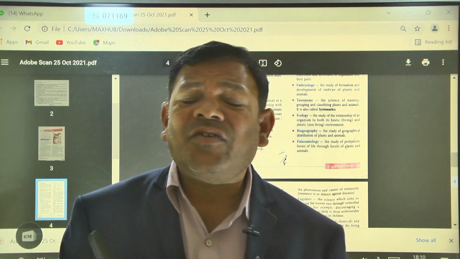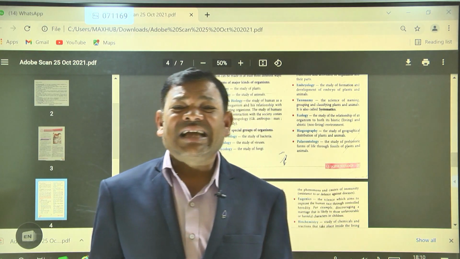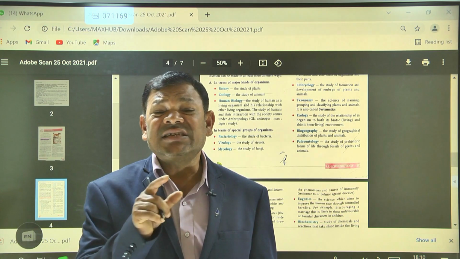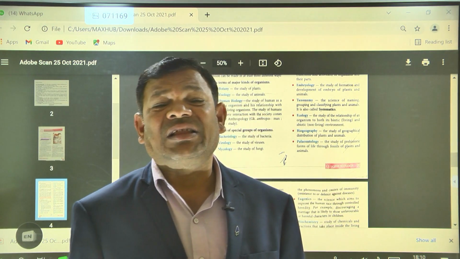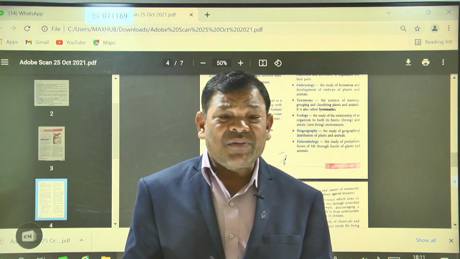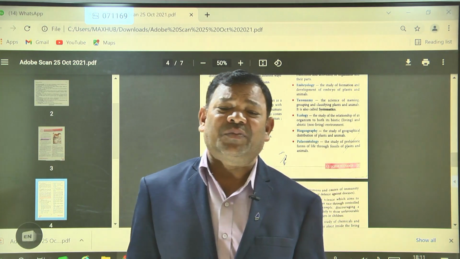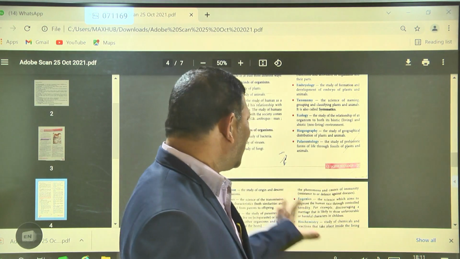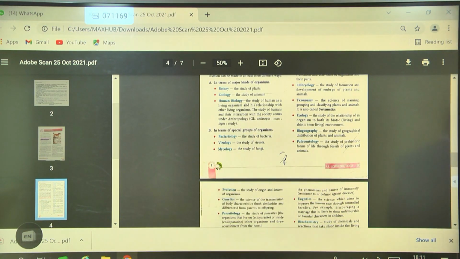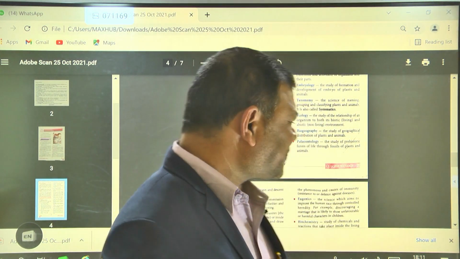Some of the harmful bacteria, you know very well: cholera, typhoid, diphtheria, pertussis, tetanus. These diseases are caused by bacteria only. So some bacteria are beneficial and some are harmful. The study of bacteria is called bacteriology. Bacteria we can see with the help of the microscope.